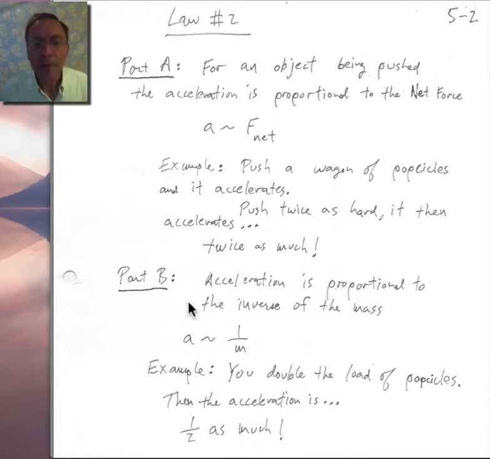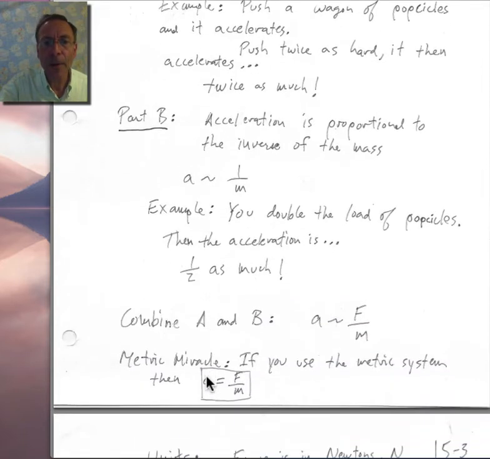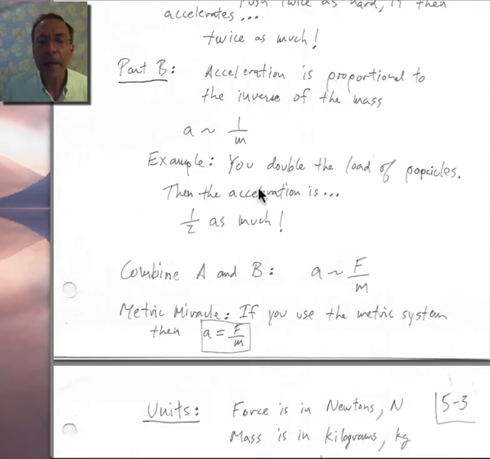There's a second part, part B. The acceleration is also proportional to the inverse of the mass. Inverse means the reciprocal. So I can continue my example. If I had the wagon of popsicles and it accelerated at a certain rate, if I were to double the mass of popsicles, double the mass of the object, then the acceleration would be 1/2 as much.